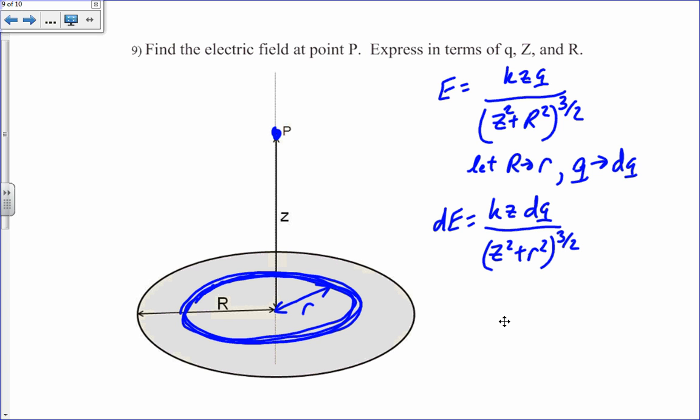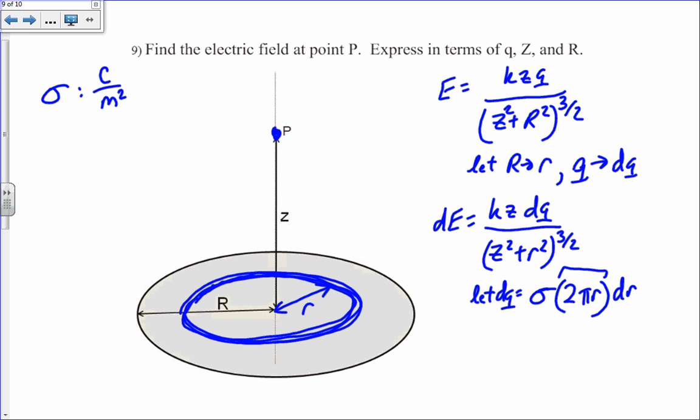I can also define the charge on this differential element. I'm going to let dq equal sigma, which is the area density, times 2 pi r, which is the circumference, times the width, dr. So sigma is measured in coulombs per square meter. It tells me how much charge per area. This is the circumference, this is the width. Those combined give me the area, and that gives me the charge on that differential element.